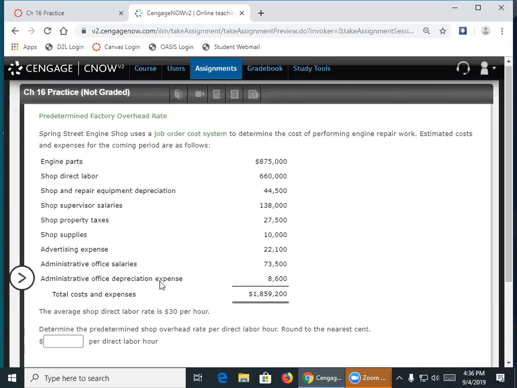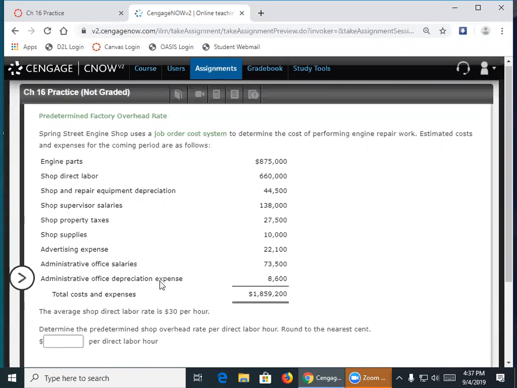Yes, it's direct materials. So engine parts are direct materials. Correct. So we don't include engine parts because it's direct materials. Direct labor would not be included. And then we'd just be looking for overhead. And you're correct, anything associated with the shop is overhead. So shop and repair, depreciation, supervisor salaries, property taxes, and supplies. Those are all overhead. Advertising and administrative costs are period costs. They're not product costs. So they're giving you all the costs, product and period, materials, labor, and overhead. So we just want the overhead.